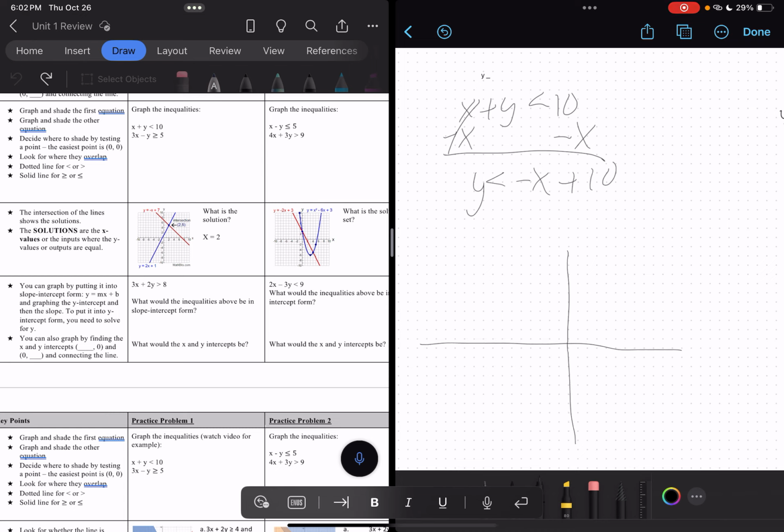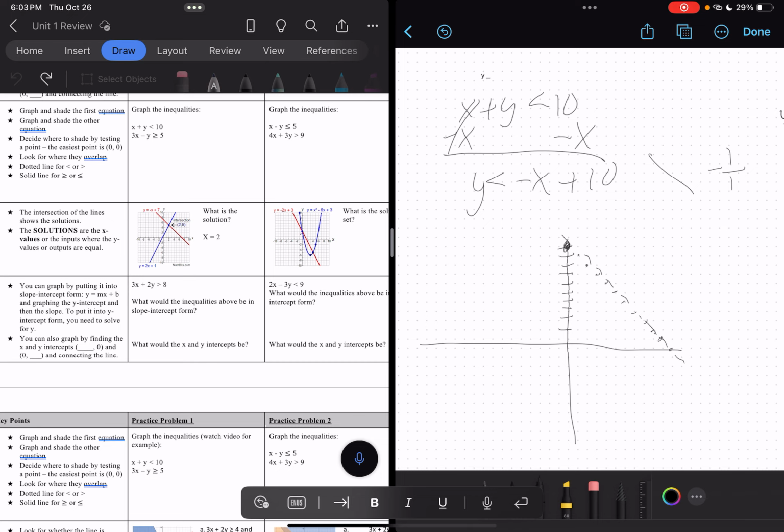So then when I graph this, I'm going to start at 1, 2, 3, 4, 5, 6, 7, 8, 9, 10, because that's my y-intercept. It's negative, so I'm going down, and it's negative 1 over 1, so down 1 over 1. On your test, if you just plot 1 point on Edulastic, then you should be able to form that line. And this is less than, so it's going to be dotted.